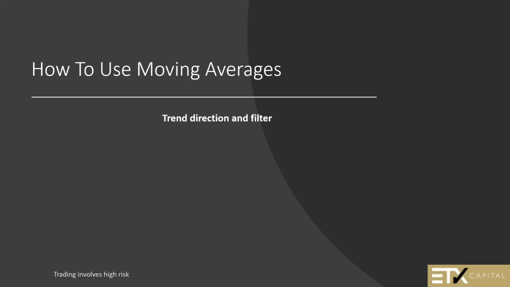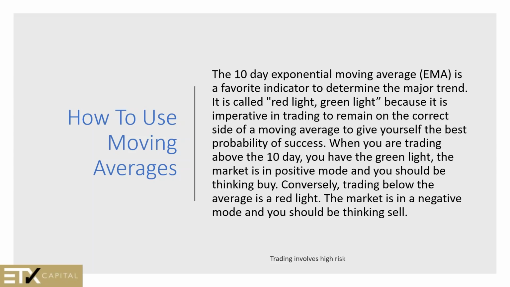Well, one, they help you see trend direction and filter out trades. Now, the 10-period or 10-day exponential moving average is a favorite indicator to determine the major trend. It's called red light and green light because it is imperative in trading to remain on the correct side of the moving average, because it'll make sure that you're on the correct side of the trend. So think of any time the price is above the moving average, it's green, and you would be looking at a long situation. Anytime it's below the moving average, it's red, and you'd be looking at a sell situation. Not a trade, just a situation or an alert.